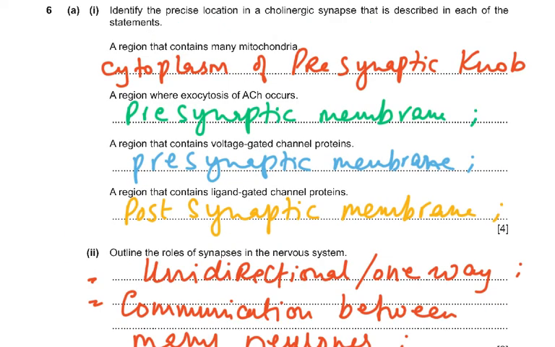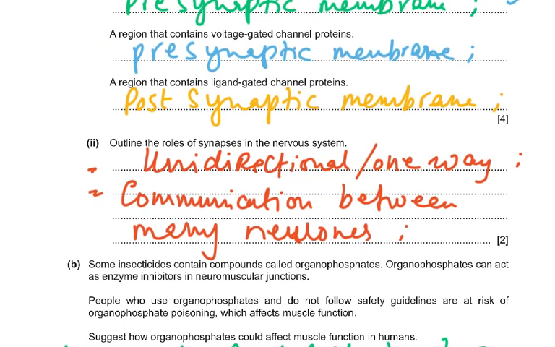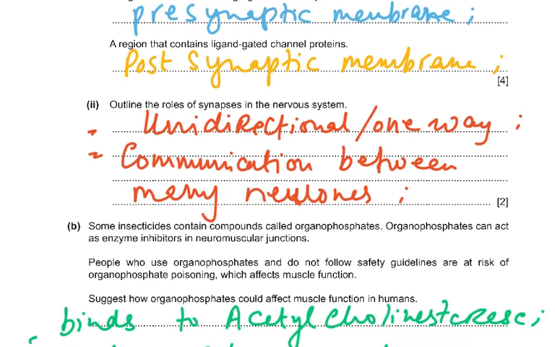Question 6. Identify the precise location in a cholinergic synapse that is described in each of the statements. A region that contains many mitochondria: cytoplasm of the presynaptic knob. A region where exocytosis of acetylcholine occurs: presynaptic membrane. A region that contains voltage-gated channel proteins: presynaptic membrane. And a region that contains ligand-gated channel protein: the postsynaptic membrane. Then outline the role of synapses. That was very easy: unidirectional one-way transmission, and communication between many interconnected neurons, and that's what's given in your book as well.